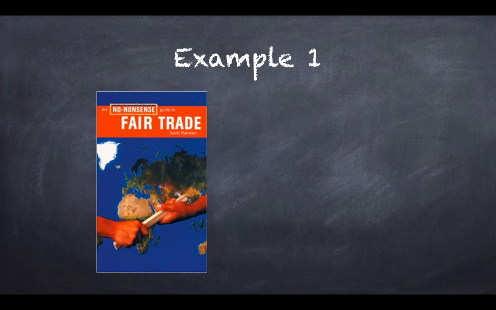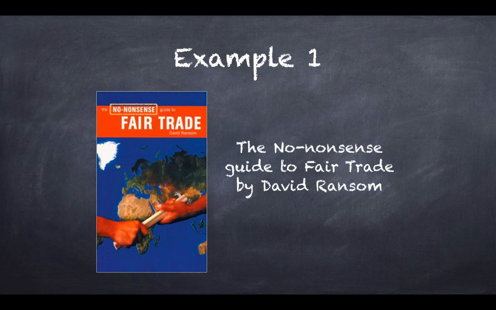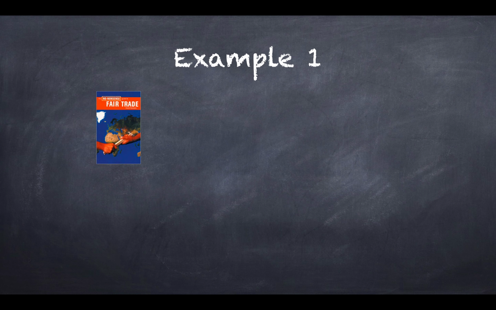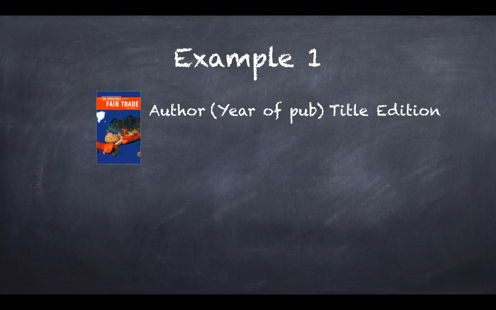So we have a book here, it's called The No Nonsense Guide to Fair Trade, and it's by an author called David Ransom. Okay, so remember what we need to do is we need to put in the author, the year of publication, the book title, the edition, the place of publication, and lastly, the publisher.